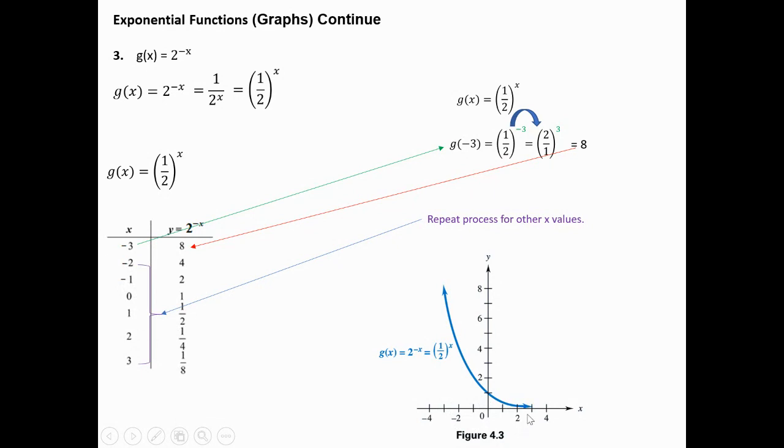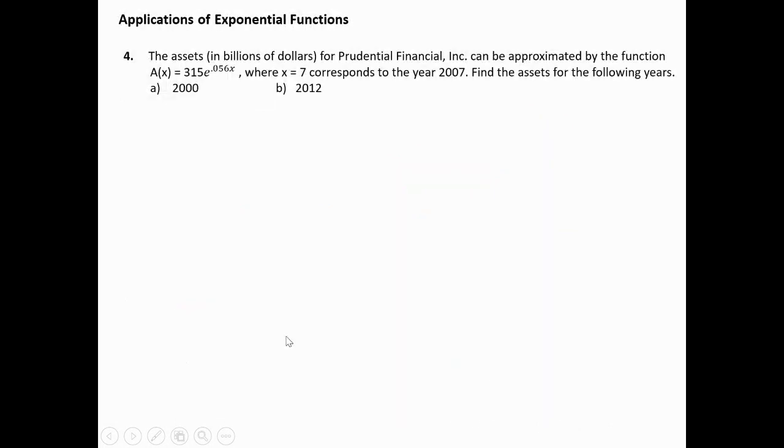If you notice, if we keep going on the positive x values, it's going to get closer and closer to the x-axis, but it will never reach it. So it's useless to keep using more points towards the positive side. So this is the graph for the function g of x equals 2 to the negative x power. Let's continue. Now, how do we use this in real life?